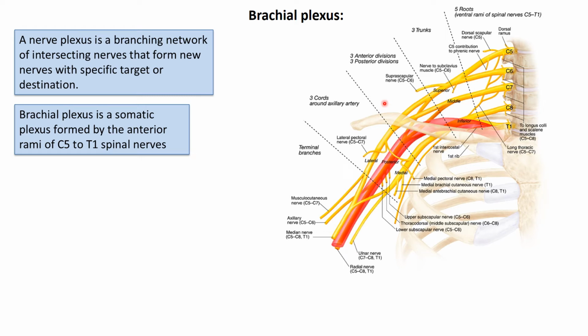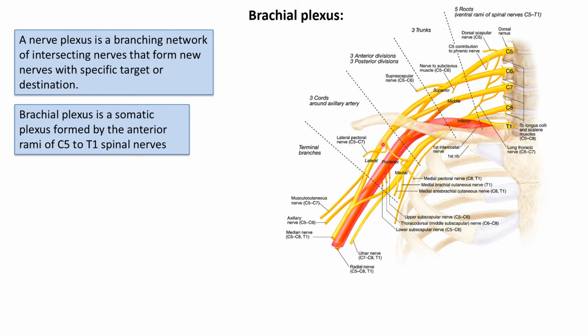Now, then we have 6 divisions, right? 3 anterior divisions and 3 posterior divisions. Each trunk is dividing into 2 divisions. Now, the anterior divisions of this one and this one will join together to form the lateral cord of the brachial plexus. Okay. Now, the anterior division of the inferior trunk will continue as a medial cord.